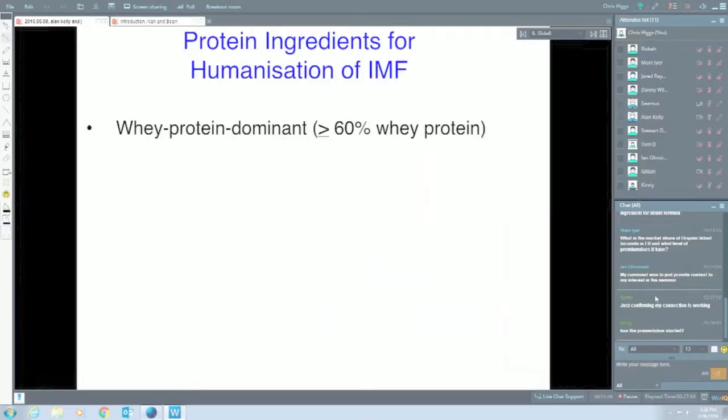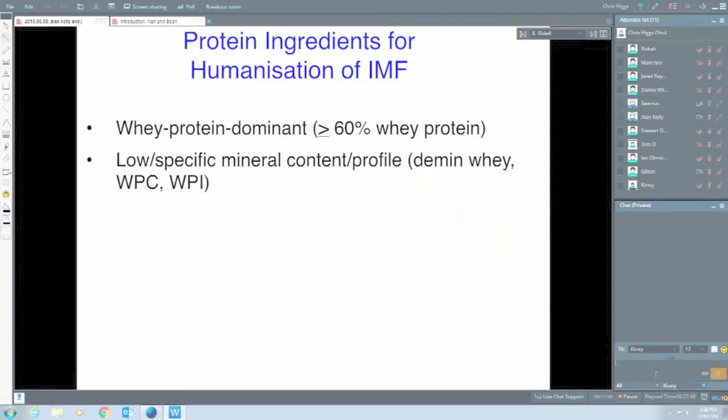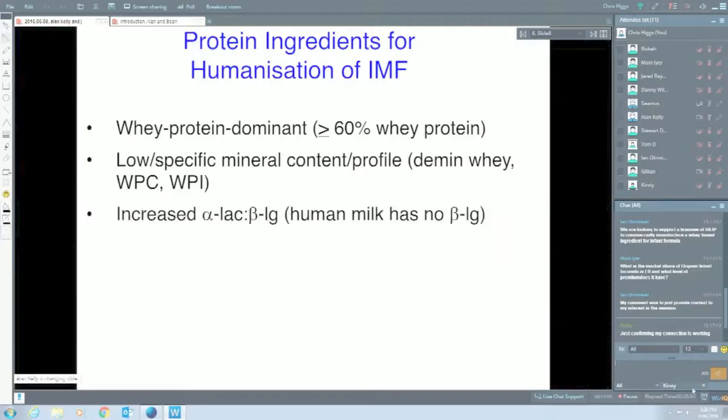First of all, they need to be whey protein dominant, that our ultimate formulation needs to end up at a situation where we've at least 60% of our protein present as whey protein. I mentioned at the start that there's a different mineral profile, and this is quite a critical prospect when it comes to protein proposition, that we need to think about either reducing or tailoring the mineral content and making sure that our protein sources don't bring excessive minerals, they don't bring the wrong sort of minerals with them, for example, through the use of demineralized whey.